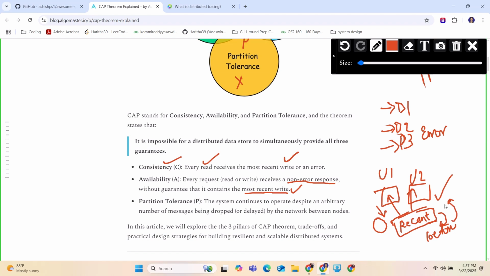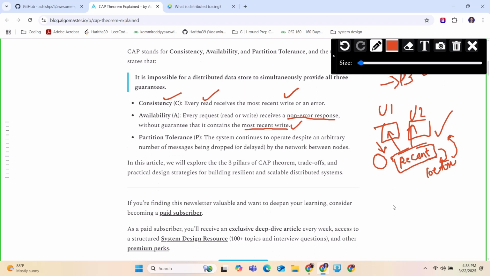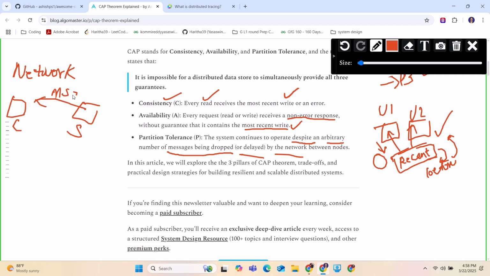Partition tolerance: the system continues to operate despite an arbitrary number of messages being dropped or delayed by the network between nodes. Let's understand this definition. Suppose this is a network, this is a client, this is a server. The server sends a message to the client. The system should continue to operate even if messages go missing in between. That is called partition tolerance.